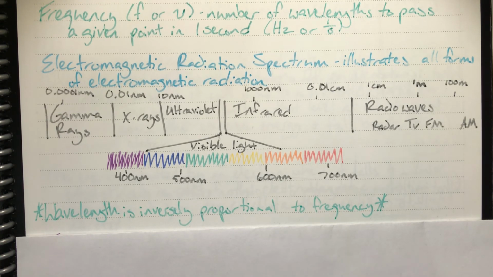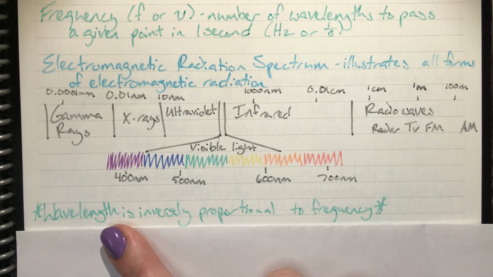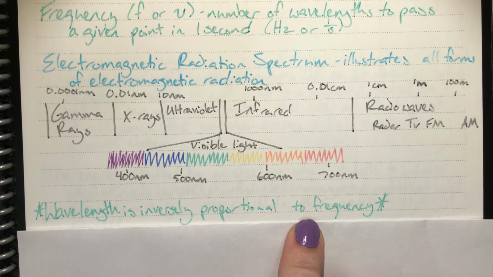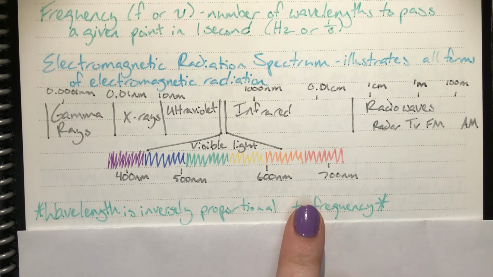If my wavelength is very long, it will take me a longer time to complete the wavelength. So the frequency, how often I can complete a wavelength, will be decreased. So they are inversely proportional. If wavelength is large, then frequency is small. If wavelength is small, then frequency is large.